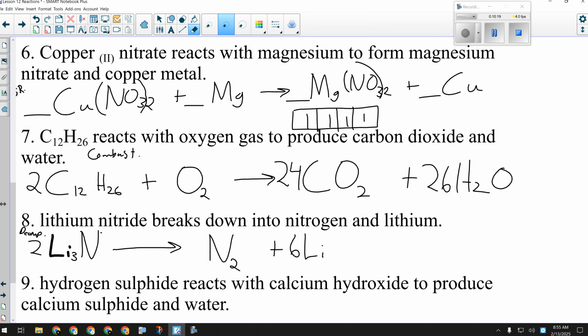Okay, we're good there. All right, now I've got to balance my oxygens. It's last. 24 times 2 is 48, plus 26. Oxygens here, 74? So what's 74? That'd be 37, right? 37 times 2 should be 74.